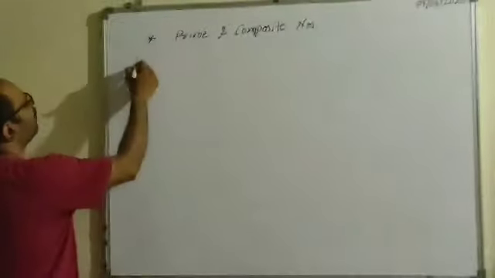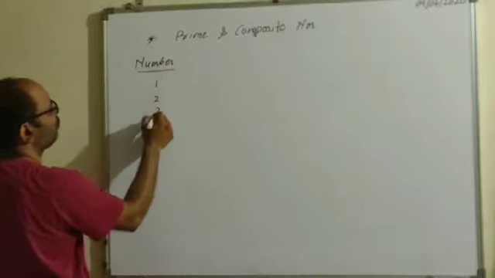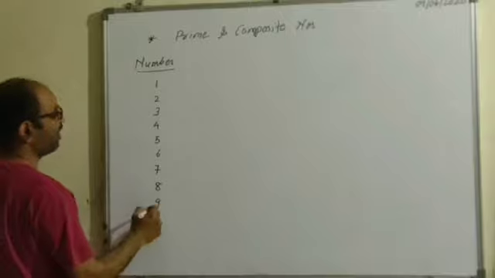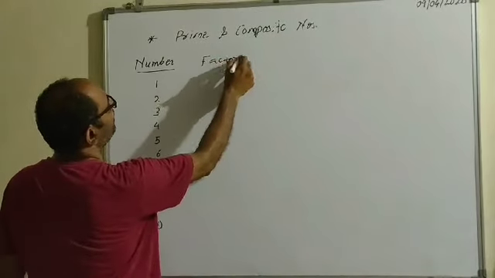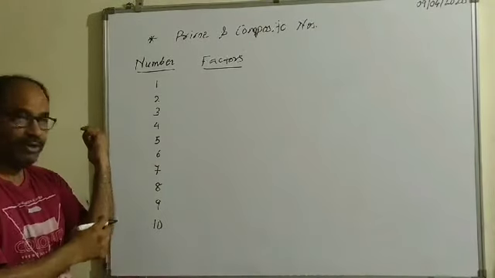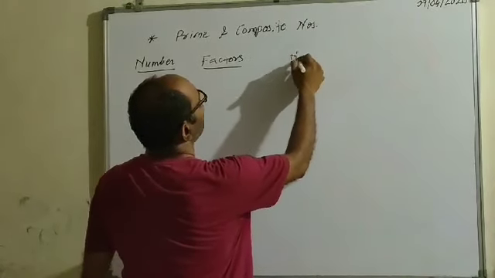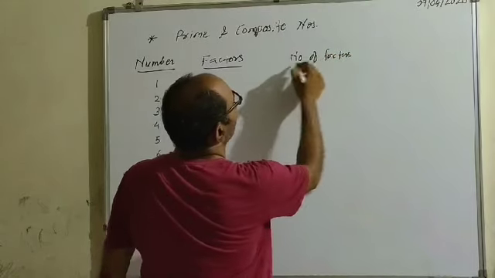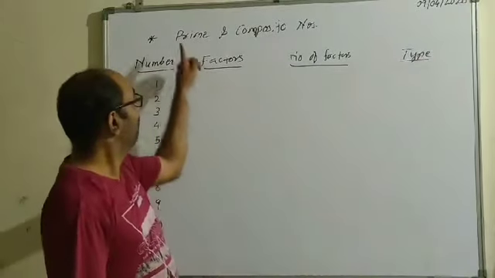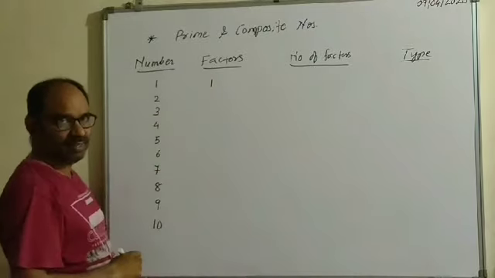Here I am going to write some positive numbers: 1, 2, 3, 4, 5, 6, 7, 8, 9, 10, their factors, and the number of factors. You can find the factors by the method I'll show; we are going to see a still easier method later. On that basis, you can decide the type of number, whether it is prime or composite.